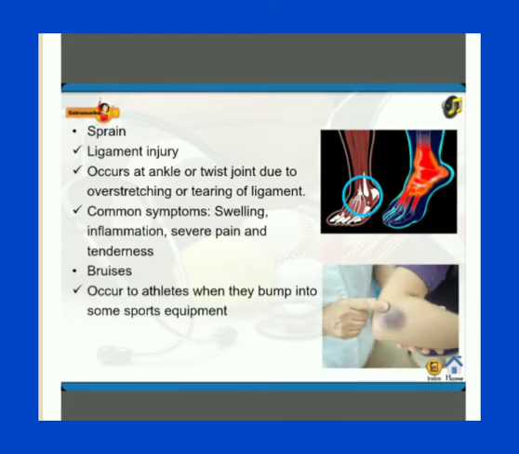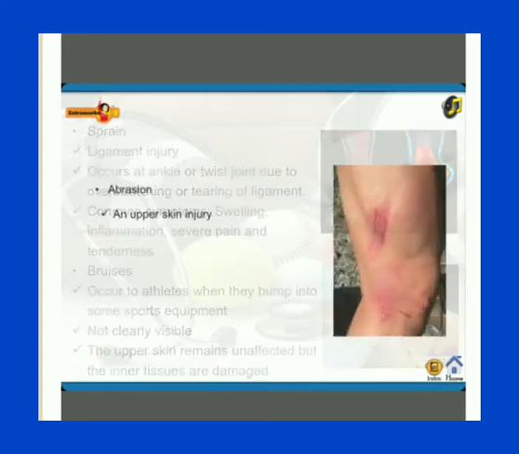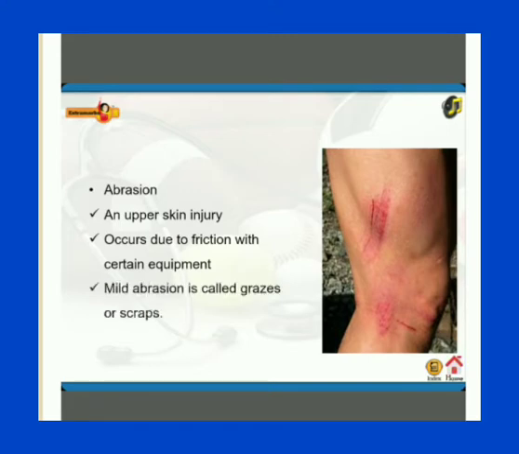Bruises occur to athletes when they bump into some sports equipment. It is not clearly visible as the upper skin remains unaffected, but the inner tissues are damaged. Abrasion is an upper skin injury that occurs due to friction with certain equipment. Mild abrasion is called grazes or scrapes.